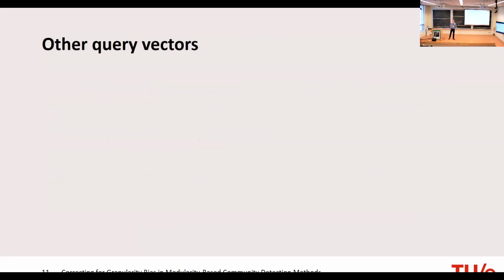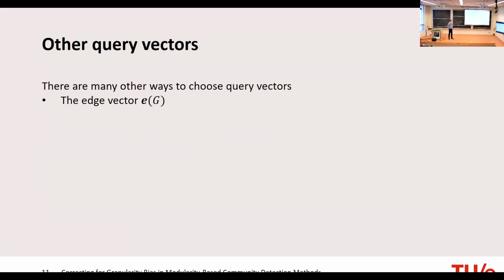But of course we don't have to use this modularity vector. We can basically use any kind of vector that we want. The simplest alternative would be the edge vector, or the wedge vector. We call it the number of common neighbors between each vertex pair, so that's the number of wedges between two points.